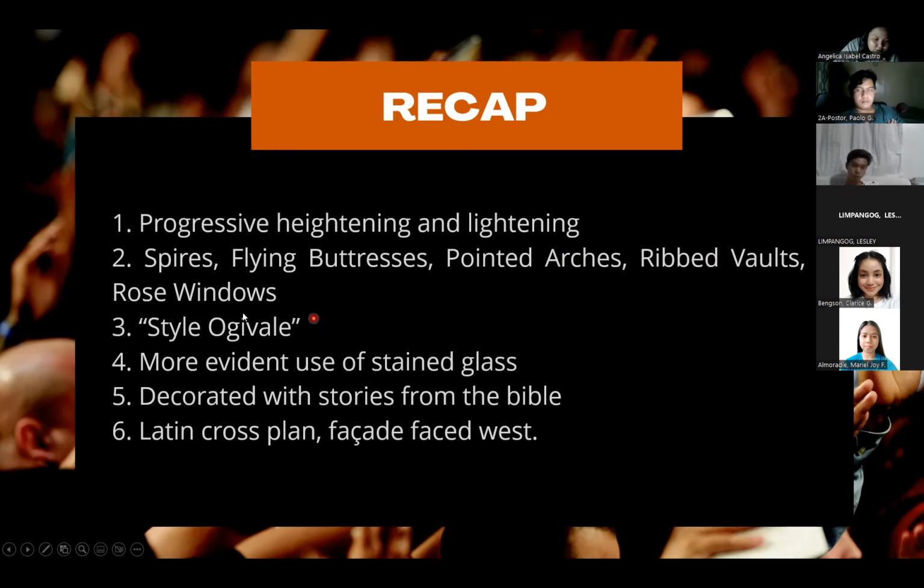Gothic architecture is also known as style ogival or ogivale. More evident use of stained glass. Again, dahil pinaliliwanag natin siya. Decorations are from stories in the Bible, Latin cross plan, and your facade still faced west.